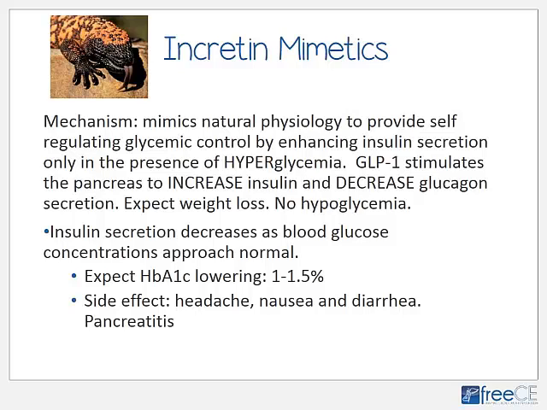That's what makes these so favorable. Insulin secretion decreases as the blood glucose concentration approaches normal. We're going to see a pretty good effect with these, 1 to 1.5% lowering of the hemoglobin A1C. They do cause headaches, they cause a lot of nausea and diarrhea, and have been implicated in causing pancreatitis. But this helps your own body still produce its own insulin and make that insulin a little bit more effective. It slows gastric emptying time so you don't get those real big postprandial spikes as well.